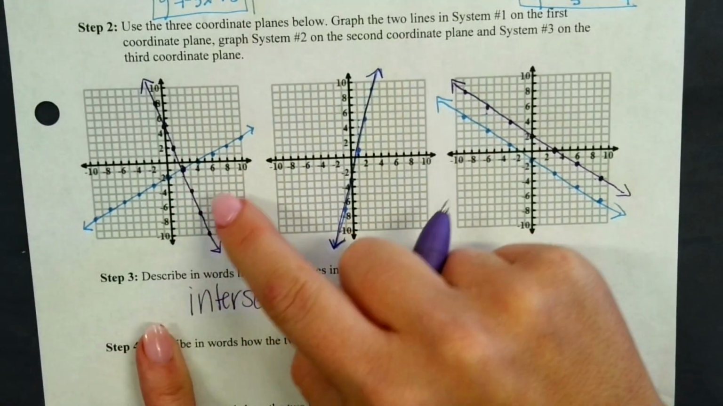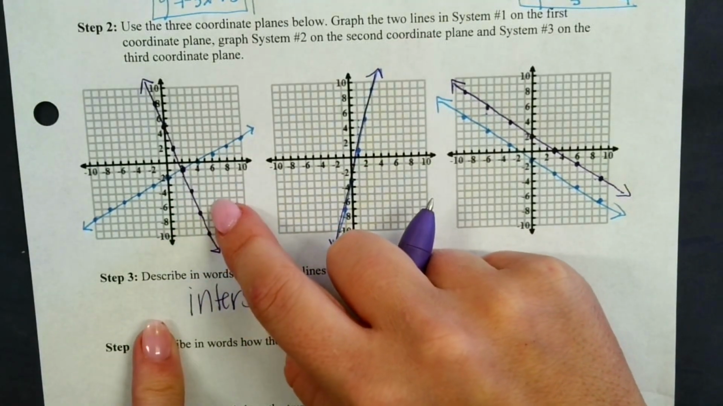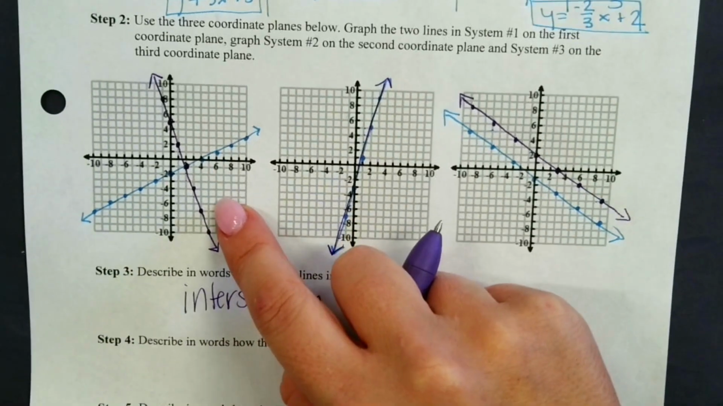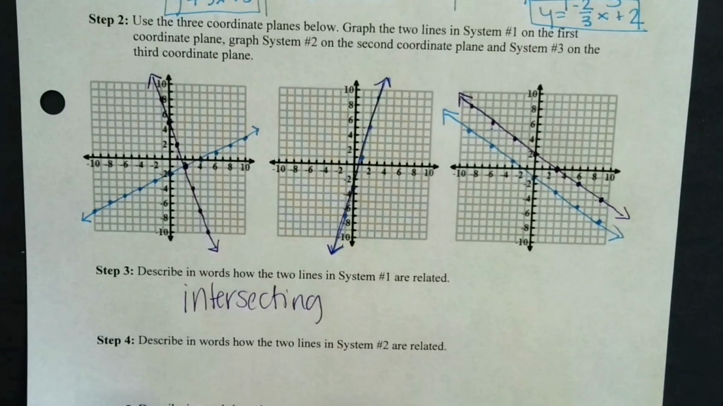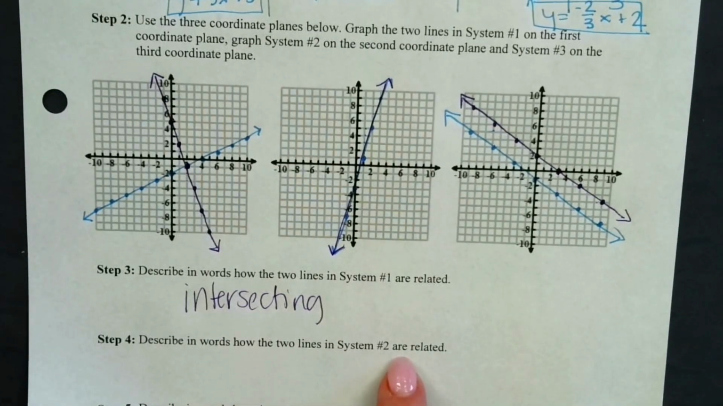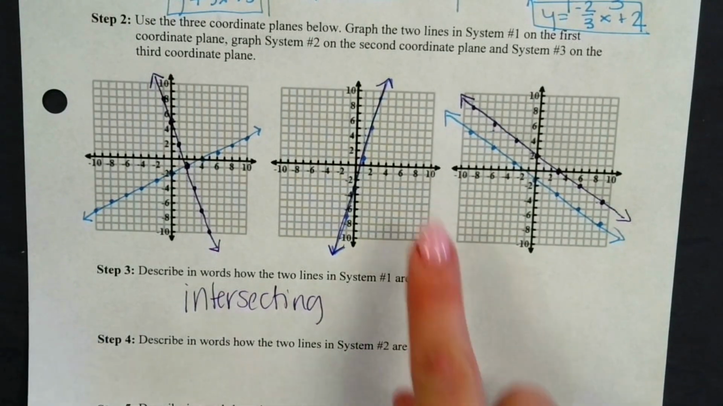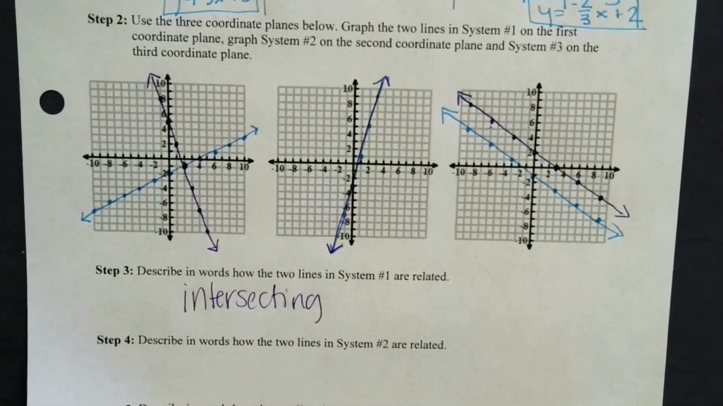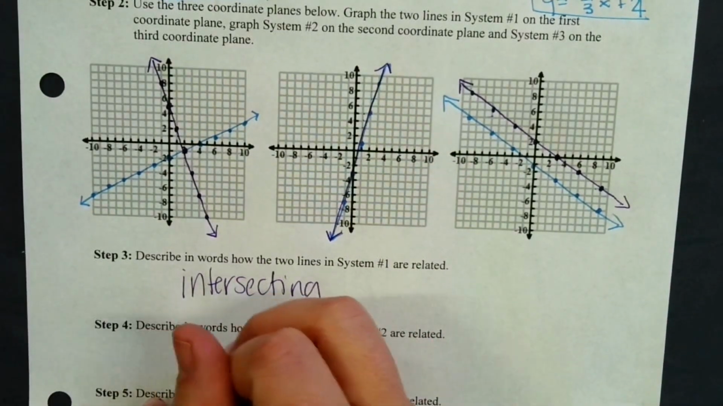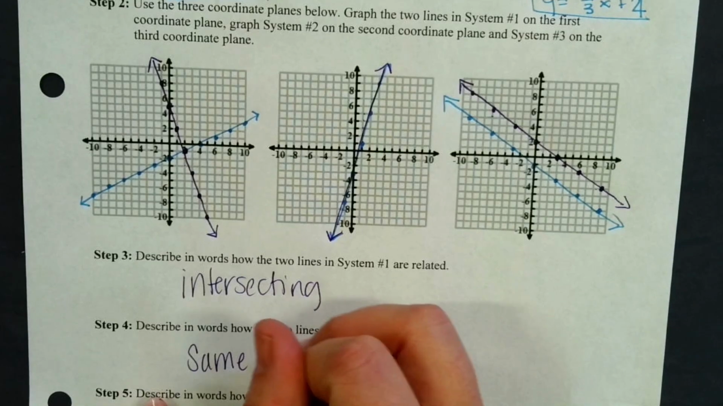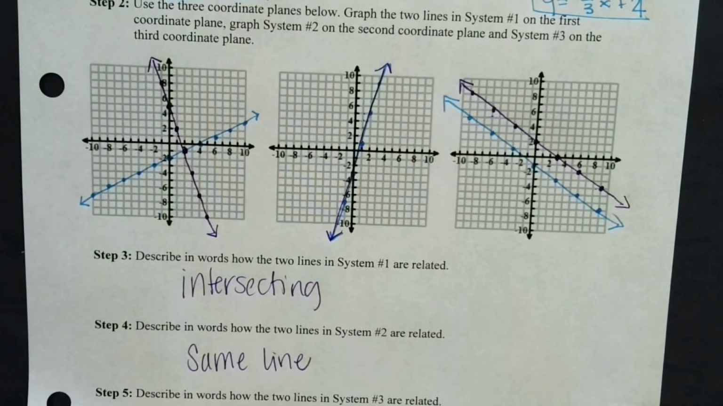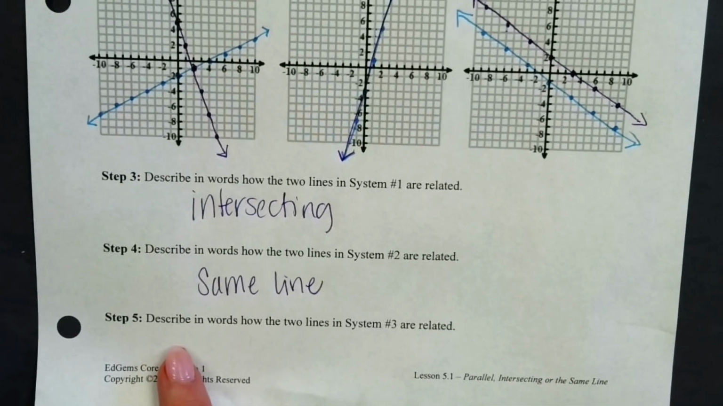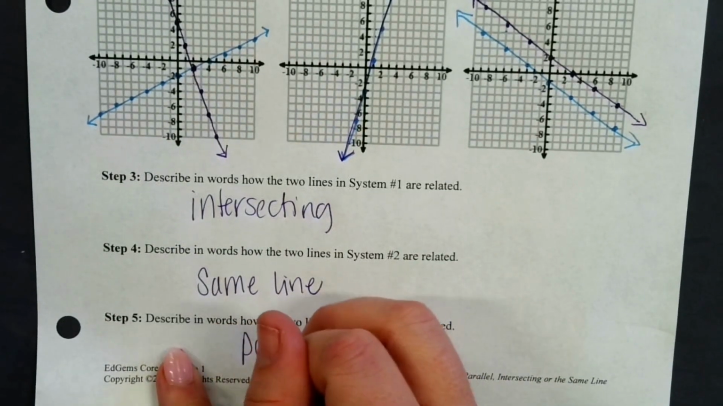Would you agree that this group right here in System 1, they're intersecting lines? Yep. Okay. What's a word that we could pull out from our content objective to describe System 2? Same line. And what's something we could pull out of our content objective for System 3? Parallel.